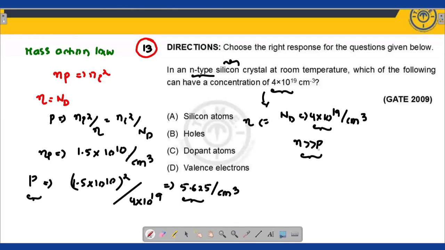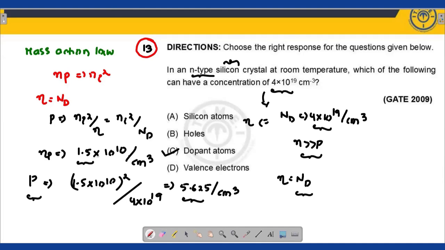When the N value is greater than P, then N is equal to ND, which is the donor concentration. So here the option is C. Very, very important, we need to take this. And this is a standard value. Standard values I already told you, my dear friends, in your notes.